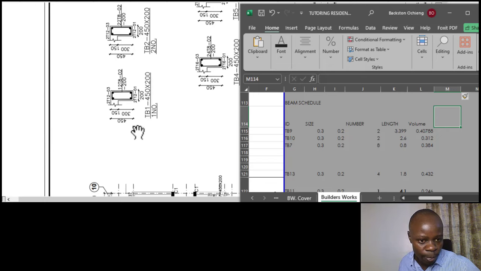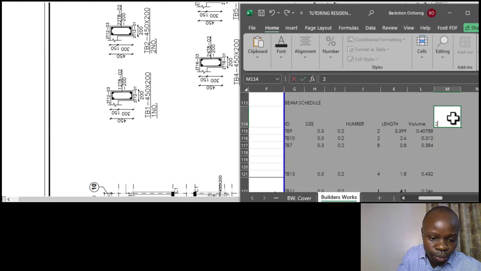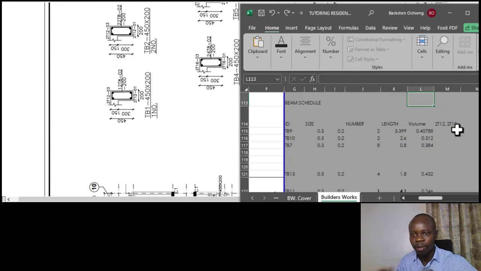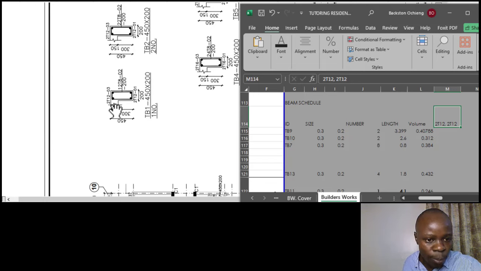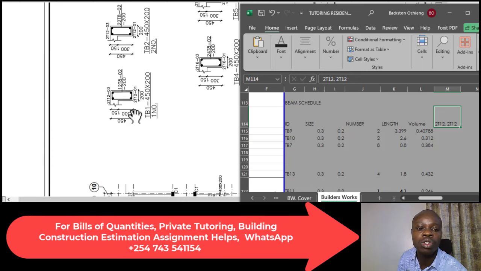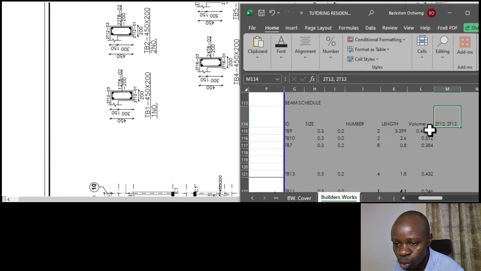So I want to identify. You can see here there is one type of reinforcement that is already indicated. So what I'll do, I'll indicate this is 2T12, 2T12, and then 2T12. What that means is that the types of beam that I'm going to indicate here are the ones that are having 2T12 at the bottom and 2T12 at the top. So as I classify those lengths, I already know the main bars in those particular beams. Of course, the links are going to be identical. They are all T8. I've looked at that as well.